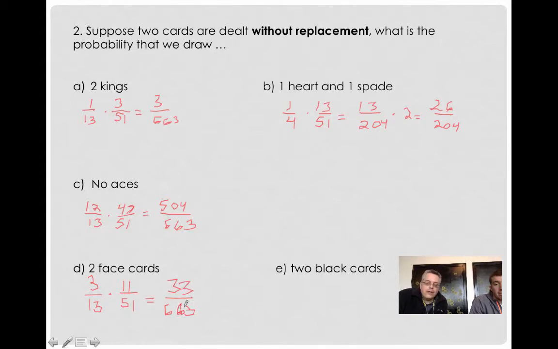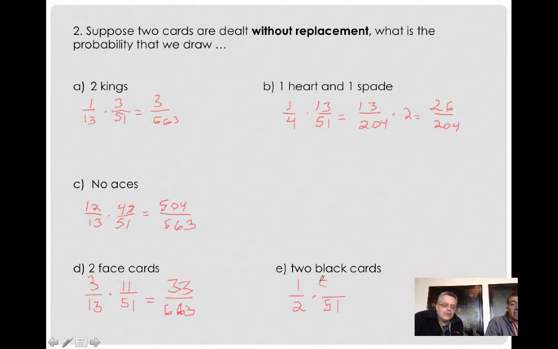Okay, 2 black cards. That means they're a club or a spade. So probably the first one is a half. Half a black card, half a red. And then now we got to think, there's only 51 cards left. Originally there's only 26, so there's only 25 left. So that's 25 over 102. Okay. All right. Done?